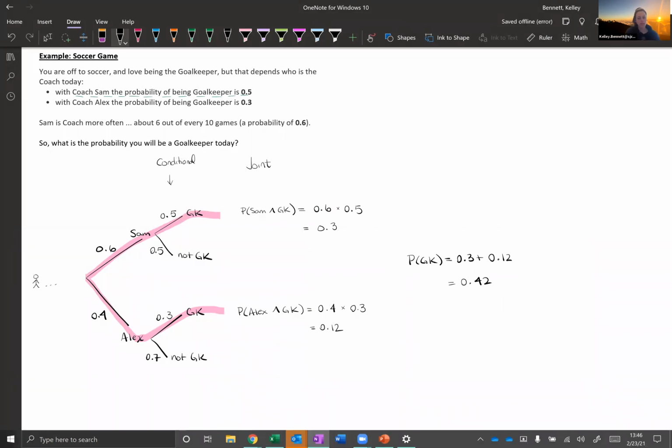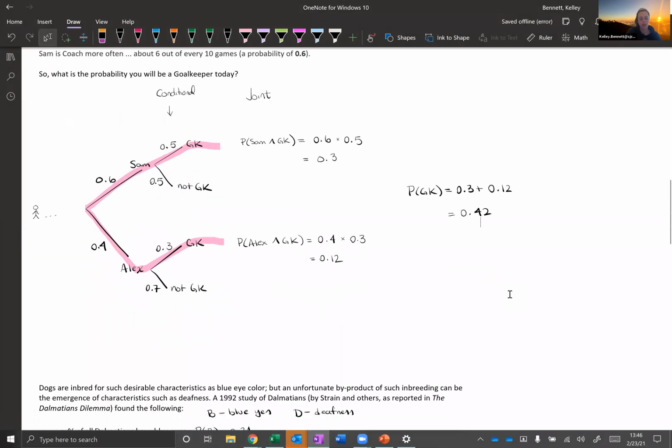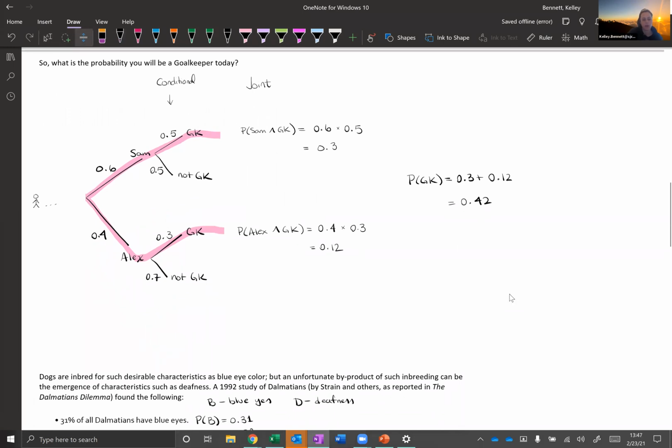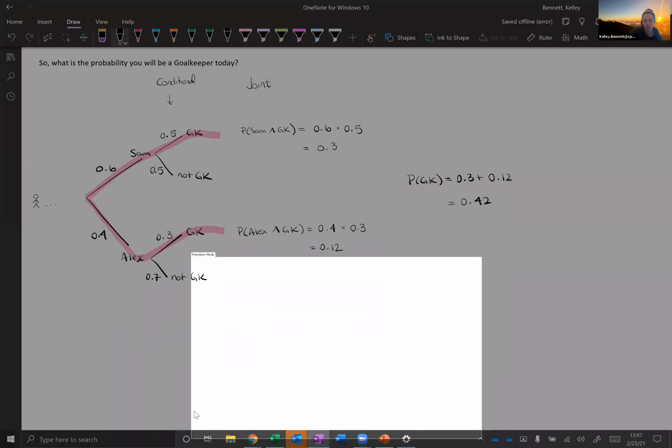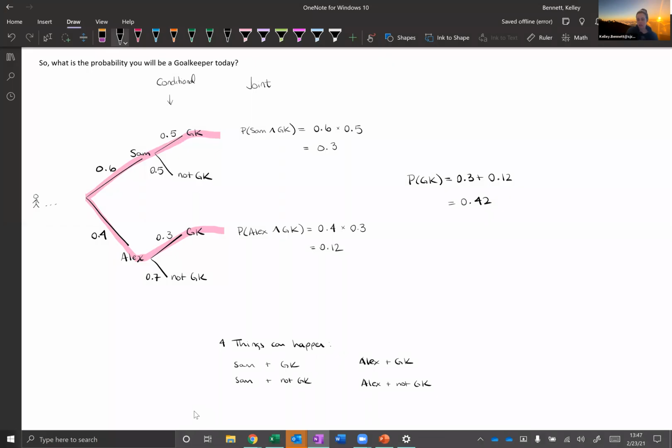So let's break that down a little bit further, real quick. I want us to think about it in a more rudimentary way. I'm going to the soccer field. There's 4 things that can happen. Sam can be coach and I can be goalkeeper. Sam could be coach and I could be something else, not the goalkeeper. Alex could be the coach and I could get to play goalkeeper, or Alex could be the coach and not goalkeeper. Those are the only 4 things that can happen.